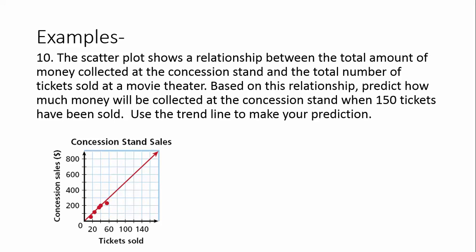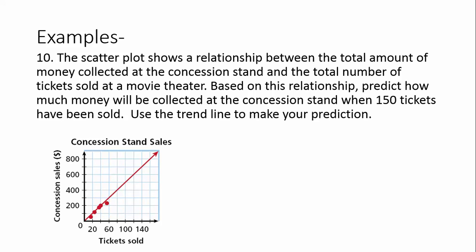So number 10 says that the scatter plot shows a relationship between the total amount of money collected at the concession stand and the total number of tickets sold at a movie theater. So based on this relationship, predict how much money will be collected at the concession stand when 150 tickets have been sold, and use the trend line to make your prediction. So this is what trend lines or lines of best fit are really good for, helping you make predictions.